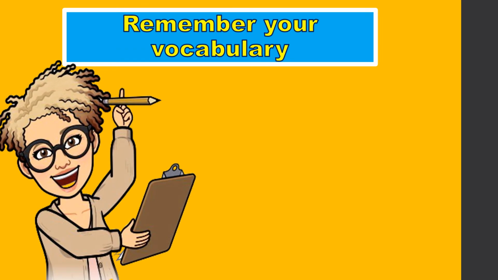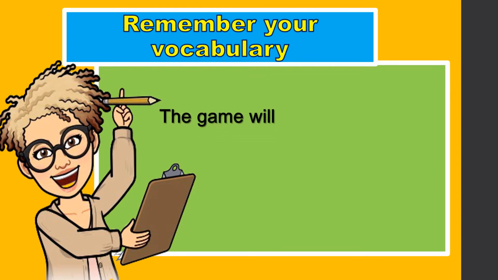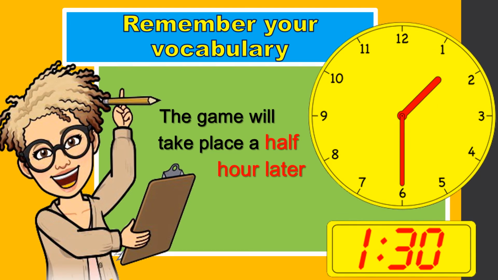Let's remember our vocabulary. The game will take place a half hour later. The thing that we want to pay attention to here are the words half hour later. Do you remember how much time has passed when it is a half hour later? 30 minutes, of course. So, if the game was supposed to start at 1 and it starts a half hour later, that means then that the game is going to start at 1:30 now.